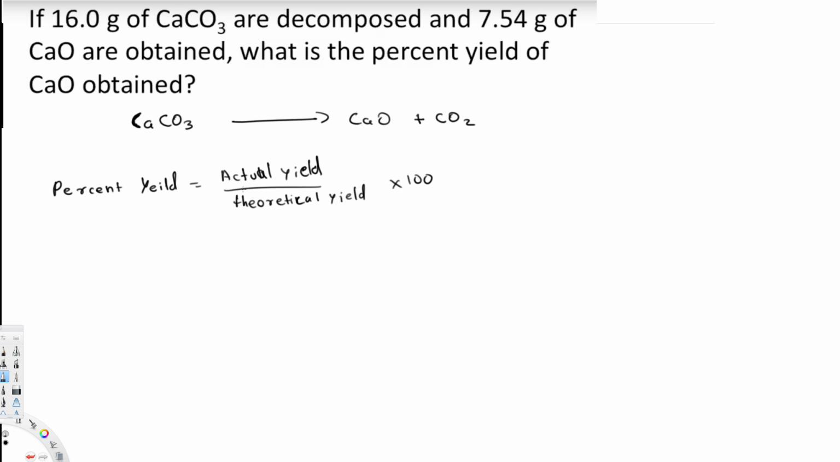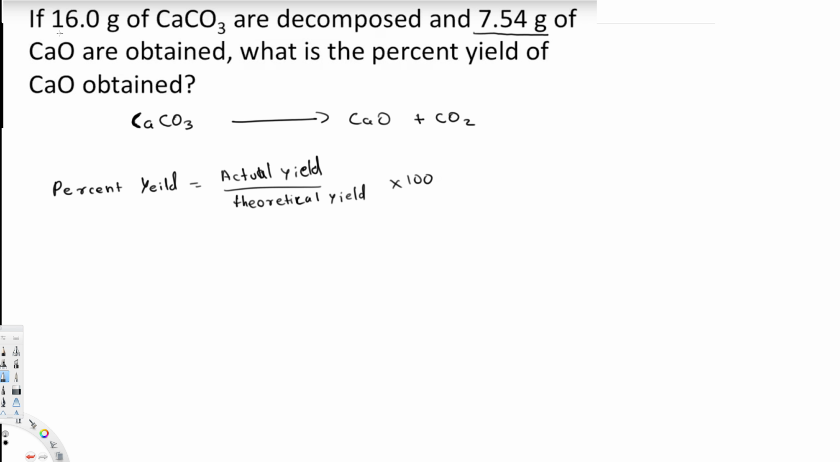First of all, we have to know what the actual yield is and what the theoretical yield is. Actual yield is whatever we obtained. So here we obtained 7.54 grams, so that's the actual yield. But the theoretical yield is the maximum amount that can be obtained, right? So here we have 7.54 grams obtained, but what could be the maximum that could be obtained? Let's see how we can calculate that.